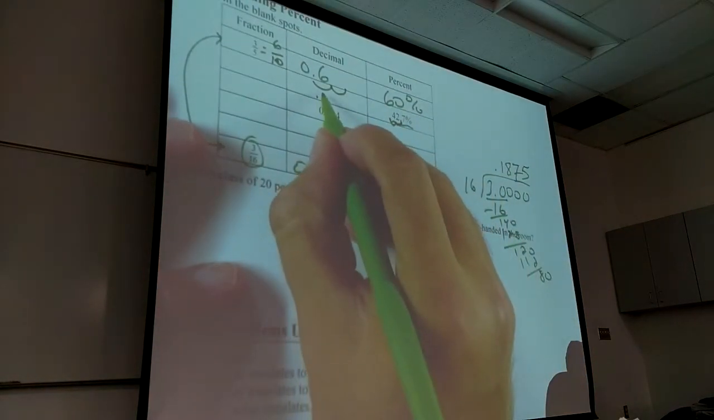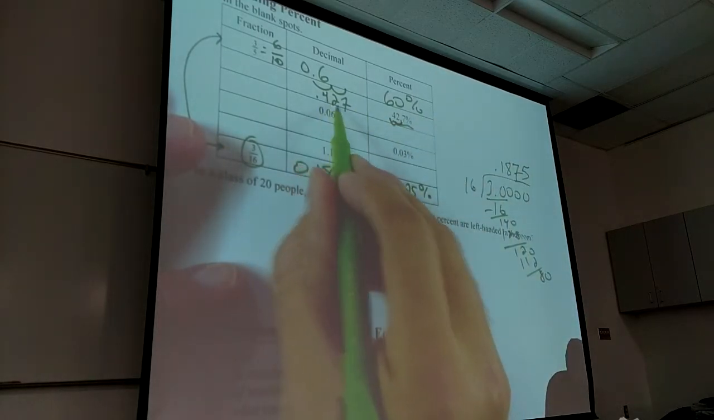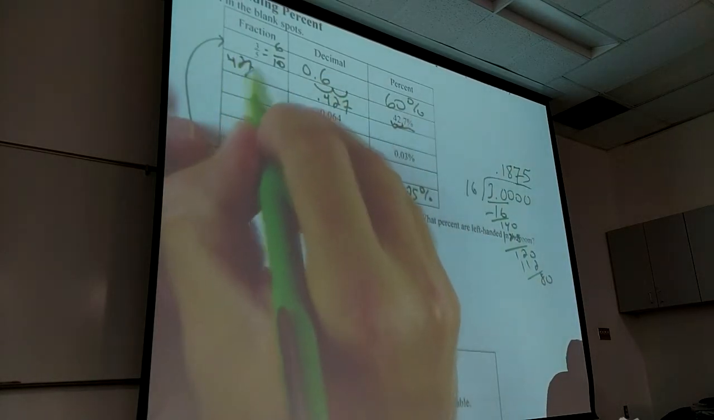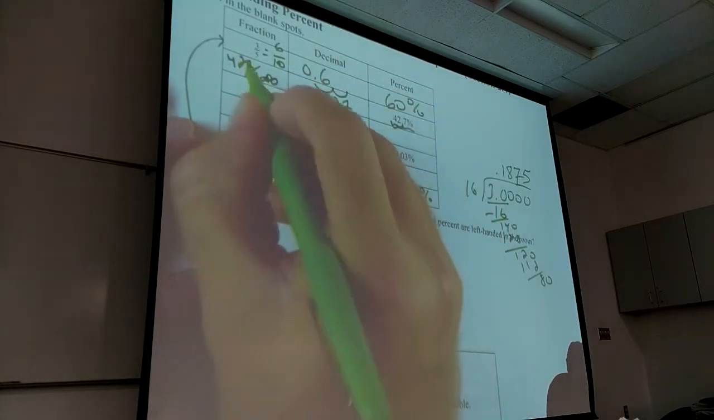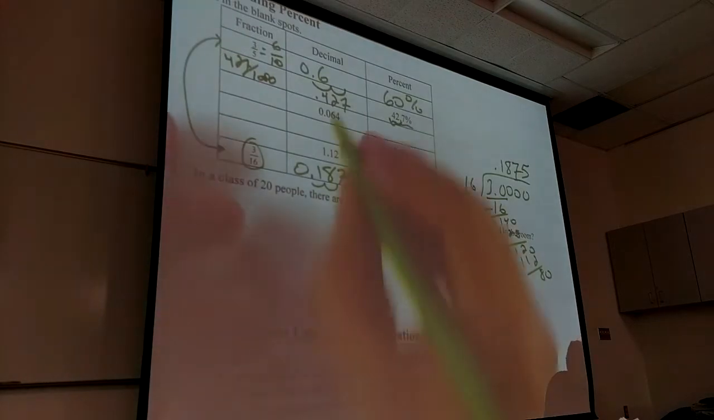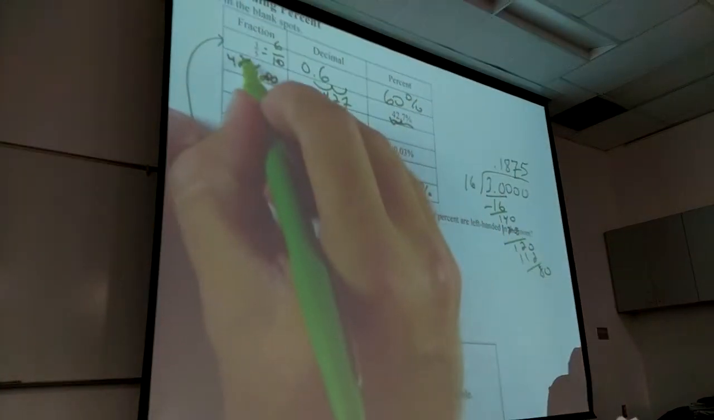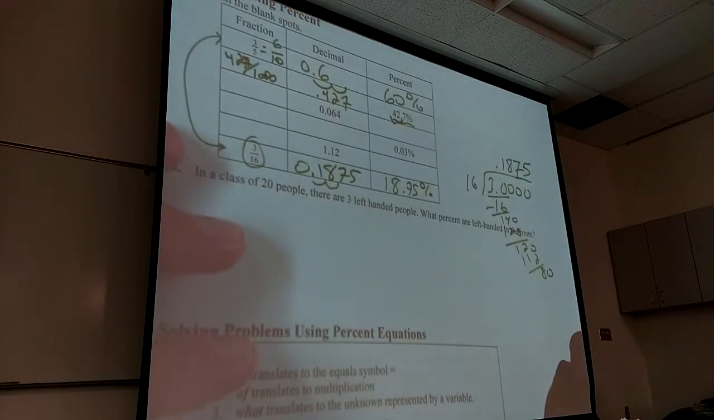So now that's 0.427. What place is that in? Thousands. So it's 427 over 1,000. I'm telling you, that's a 0 there. No, see. 427 over 1,000. So what's this one?